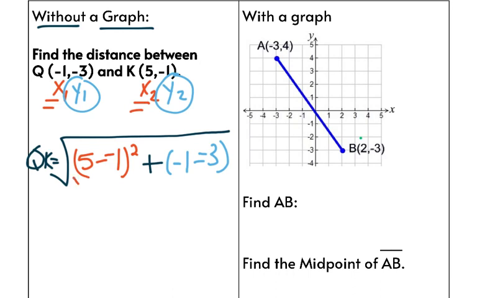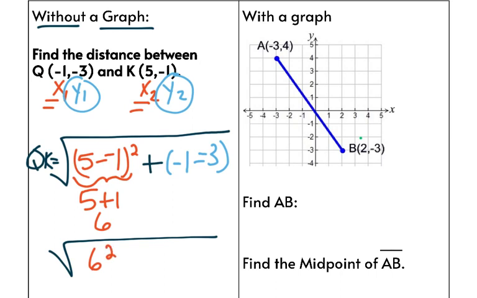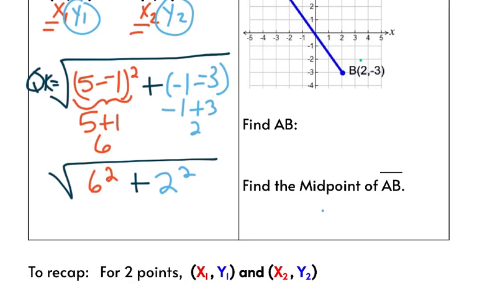We know that 2 negatives make a positive, so that's really 5 plus 1 in there, which is really 6 that we need to square. So we'll have 6 squared plus, and then same over here, these 2 negatives will make a plus, so I'll have negative 1 plus 3, which is 2, so that's a 2 that I need to square. 6 squared is 36, 2 squared is 4, 36 plus 4 is 40.